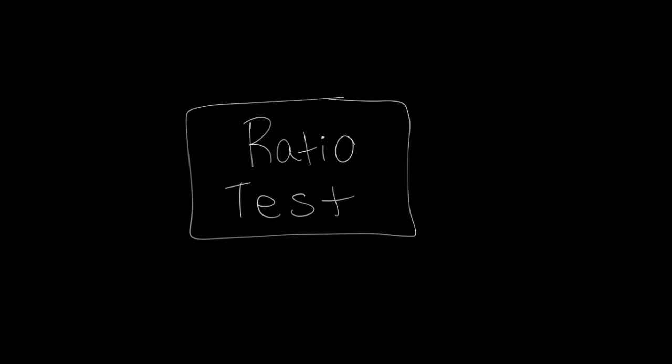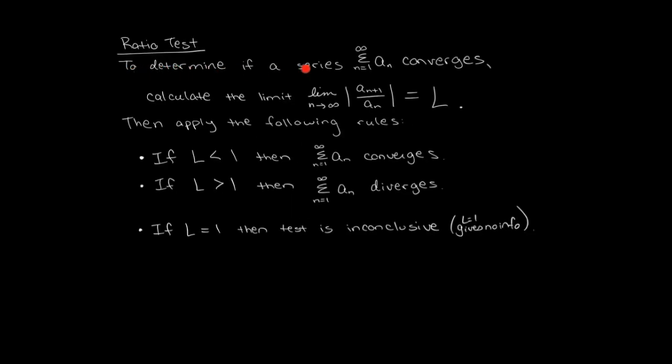Let's move on to the ratio test. The ratio test says that if we take the limit as n goes to infinity of the ratio of consecutive terms, an plus 1 divided by an, with absolute values, take that limit. If that limit is less than 1, then the series converges, greater than 1, then it diverges. And if you get 1, then you've got to use a different test. It's inconclusive in that case.